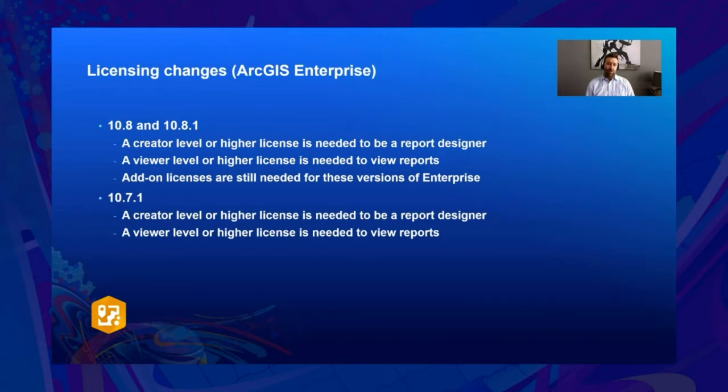Now, if you're running an older vintage of ArcGIS Enterprise, like 10.7.1, creator level or higher is still needed, and a viewer level or higher is needed to view, as long as the data is private. There's no request for an add-on license. So 10.7.1 should be able to work immediately. 10.8 and 10.8.1 request the add-on license, we'll send it to you, and you should be up and ready.